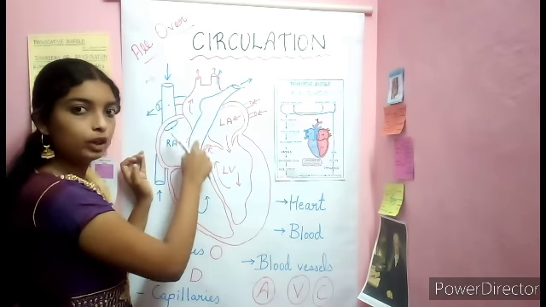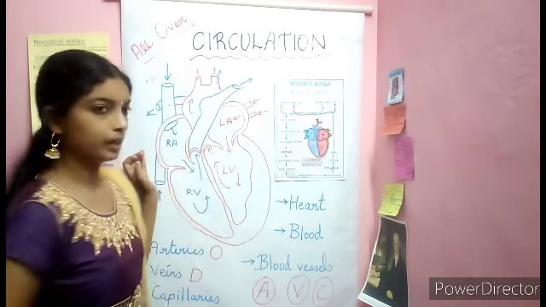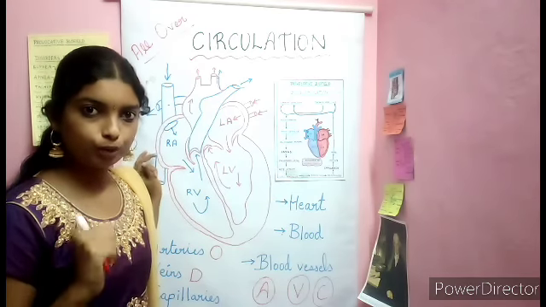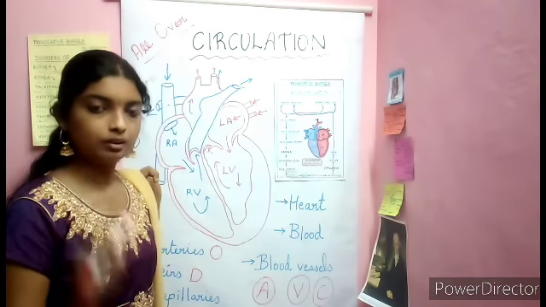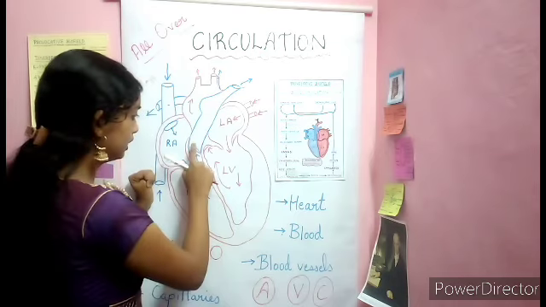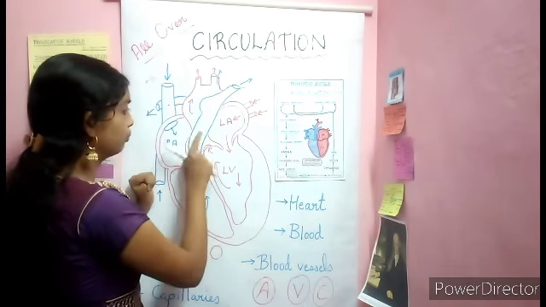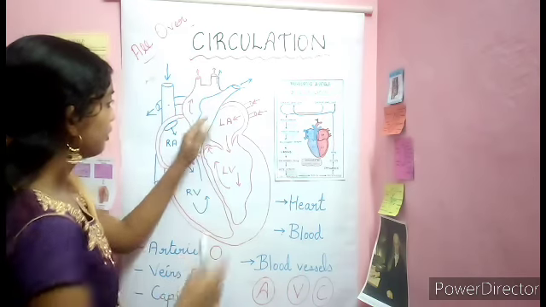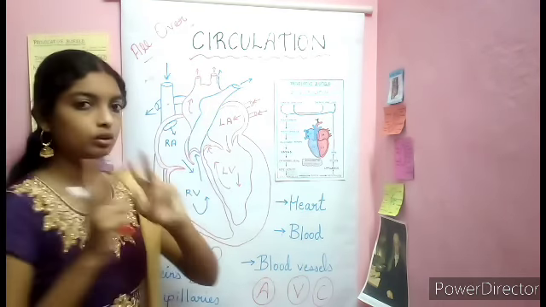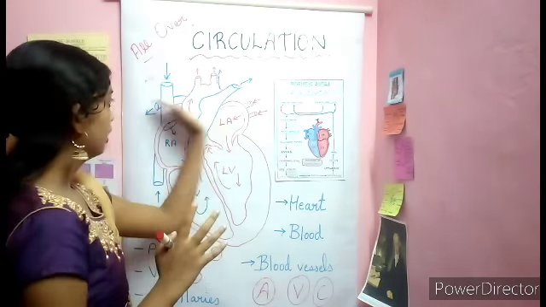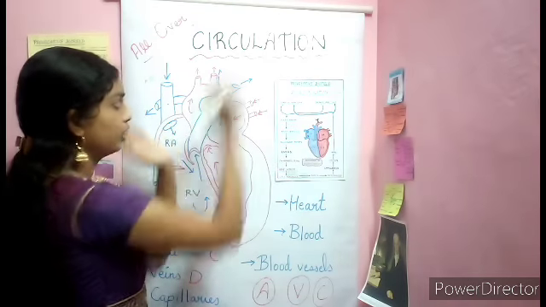This is the pulmonary trunk, and here one valve is present, called the pulmonary valve. I told you before, there are four types of valves, and the pulmonary valve is present here. From the right ventricle, the blood goes to the pulmonary trunk. This pulmonary trunk divides into two pulmonary arteries: the right pulmonary artery and the left pulmonary artery.